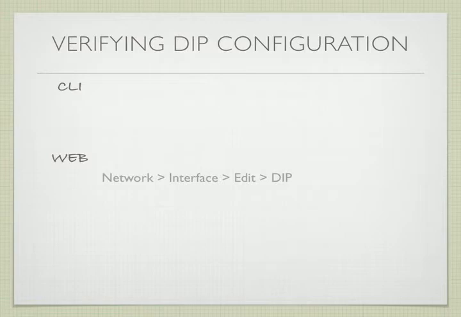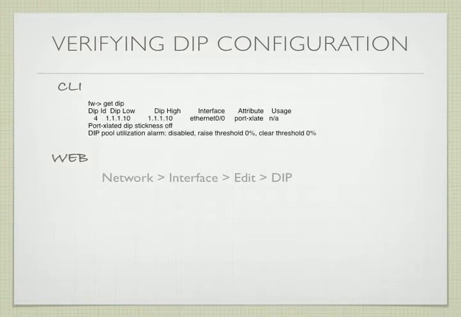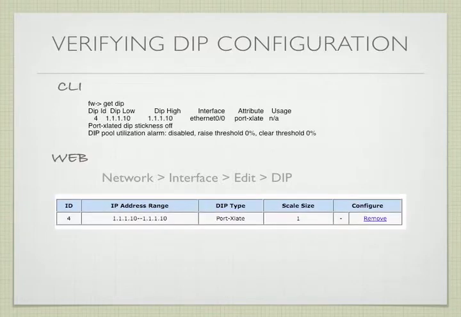In order to see whether a DIP is in place on the command line, we can do get DIP, and it'll list all the DIPs and what interface they were created on, and their properties. And on the web, we go back to that same area, network interface edit, and when you go to the first screen on the edit, before hitting the new button, it lists all the DIPs that are created on that interface and their type.